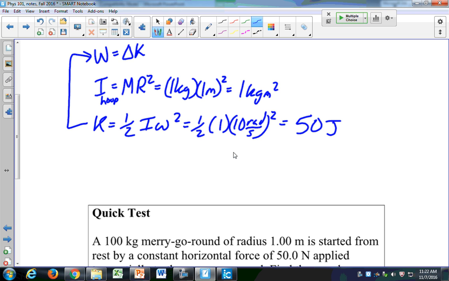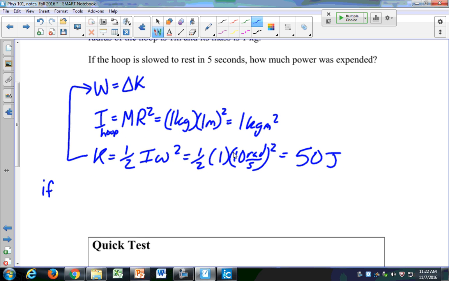Now, let's say that I apply a torque. Oh no, also, what is the power expended? So remember, power is energy or work over time. If I do this over 5 seconds, I have 50 joules over 5 seconds, and that gives me 10. What is the unit for power? Okay, so that's our power expended.